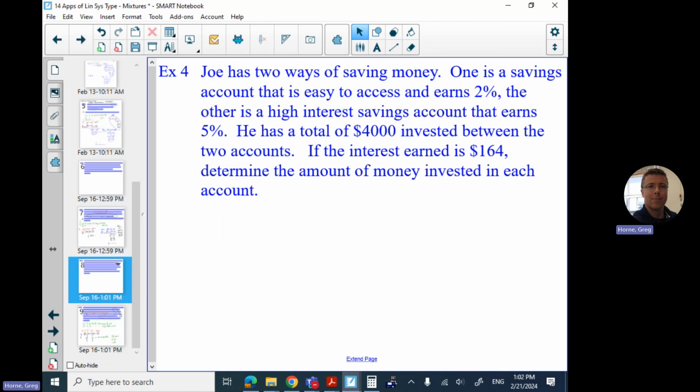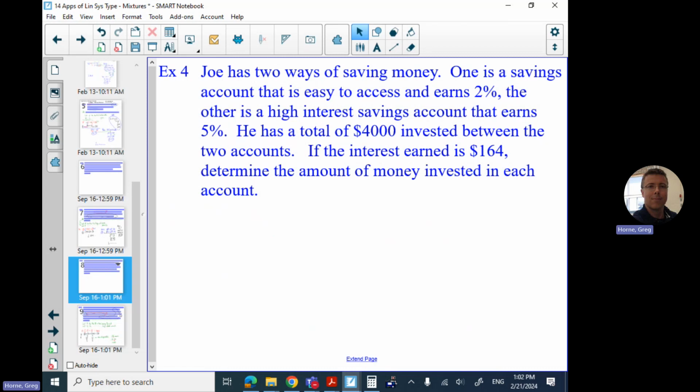On that one, this is a mixture of investments. We've got one that earns 2% and one that earns 5%, with a total of 4,000 invested. So you're going to have the amount in one and the amount in the other adding up to 4,000. And then the total interest earned is 164. So you have to look at how to get a percent of a number, which shouldn't be a starting point for you.